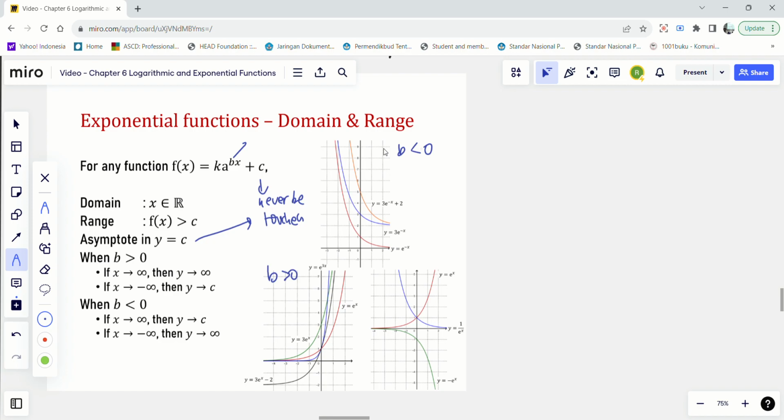So we can explore it further. You can get help from GeoGebra or Desmos or any similar graphing software to get a better idea of the visual representation of different graphs of exponential functions.